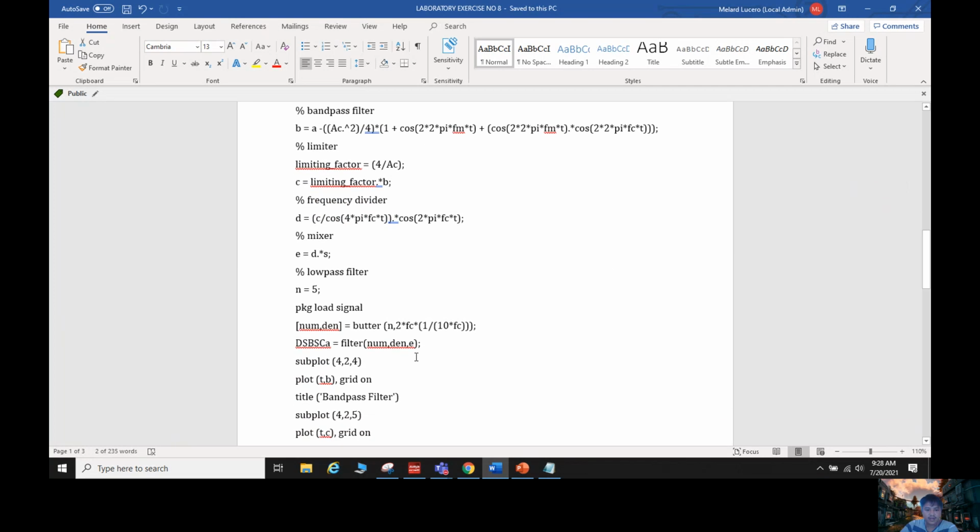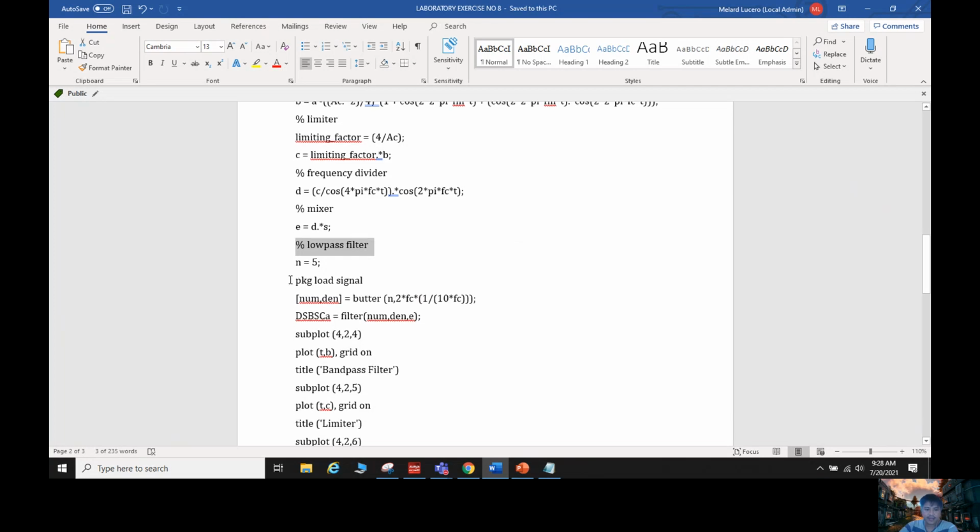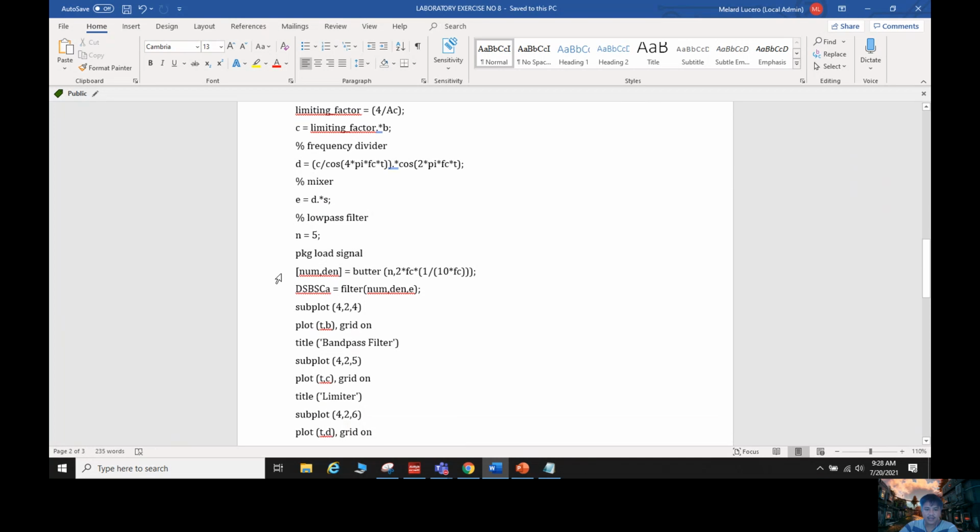So also we have here the low pass filter, which is our N is equal to 5. Then we have here the PKG load signal, and this num then is equal to the butter and sets of codes or parameters for that, and DSBSCA is equal to the filter num then and E.